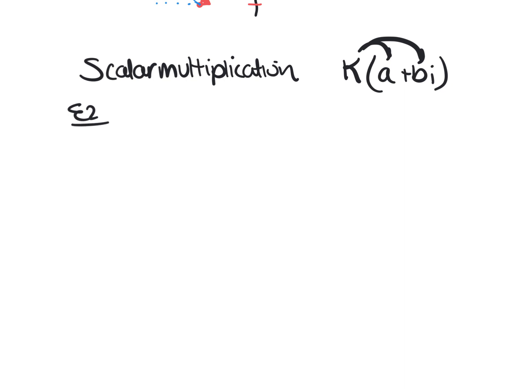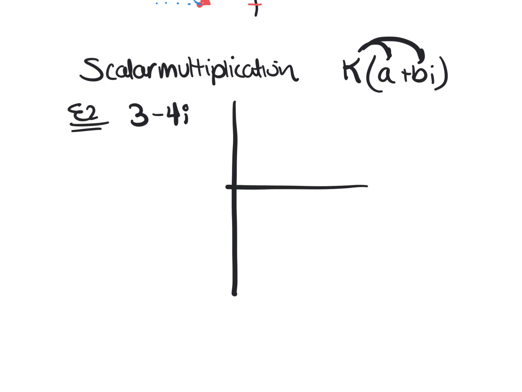So let's go ahead and look at the number 3 minus 4i, okay? So we're going to start by graphing it, which is right 3, down 4. And so this is the complex number 3 minus 4i. Now let's think about the modulus. That's something we learned yesterday.